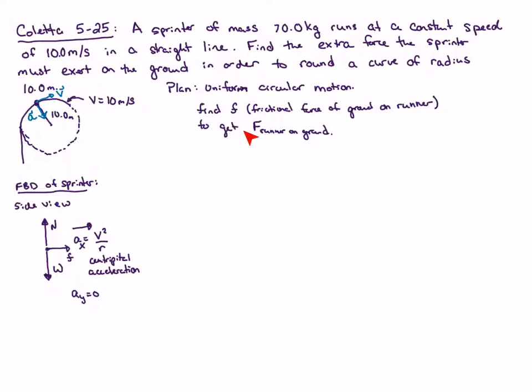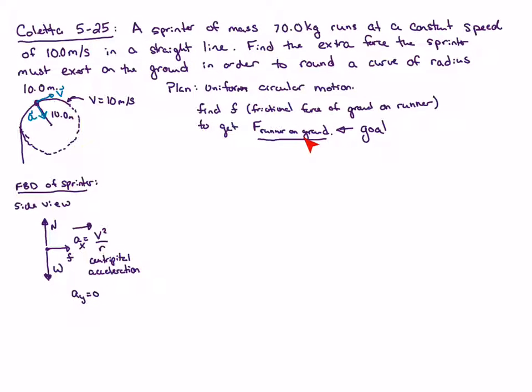So that allows me to figure out my plan, right? Because if this is the same magnitude as the force of the runner on the ground, if I find that frictional force, that the friction is pushing the runner inside towards the center of the circle to maintain their circular motion, then I also know the force of the runner on the ground, which is my goal, right? Find the extra force that the sprinter must exert on the ground in order to round a curve of radius 10 meters.